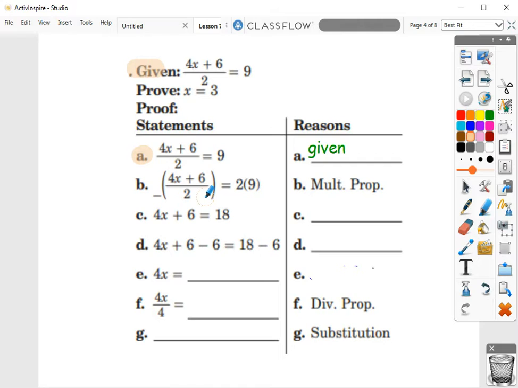Okay. Now notice it says that we need to prove that x equals 3. We don't have to solve for x. We already know what it is. We just have to prove that it actually is correct. How do we do that? Well, this 4x plus 6 over 2 gets multiplied by 2. Hang on, there's no 2 right here. That's where we come in. We go ahead and write that 2 that we're multiplying by on both sides.